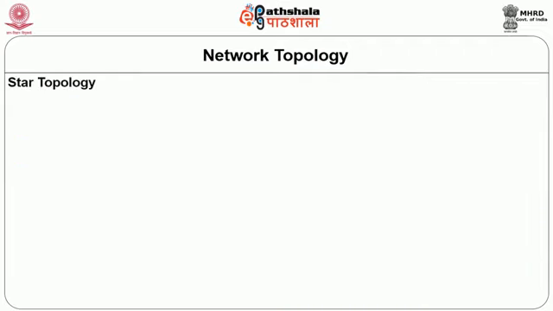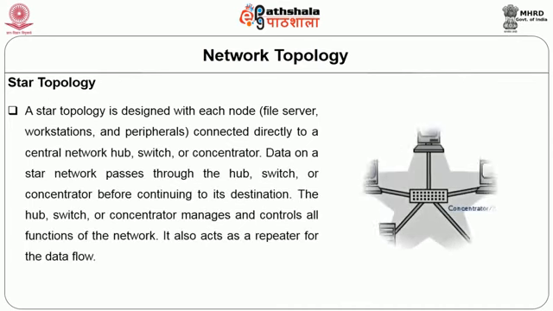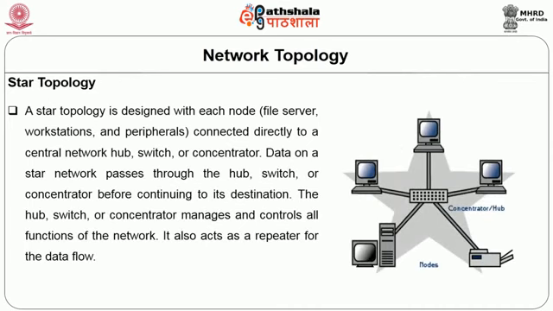Now looking into star topology. It is designed with each node, file server, workstations, and peripherals connected directly to a central network hub, switch or concentrator. Data on a star network passes through the hub, switch, or concentrator before continuing to its destination. The hub, switch, or concentrator manages and controls all functions of the network. It also acts as a repeater for data flow.